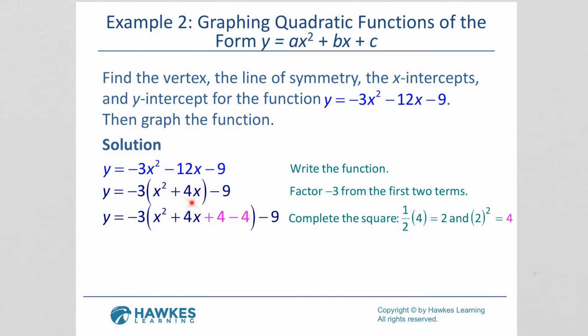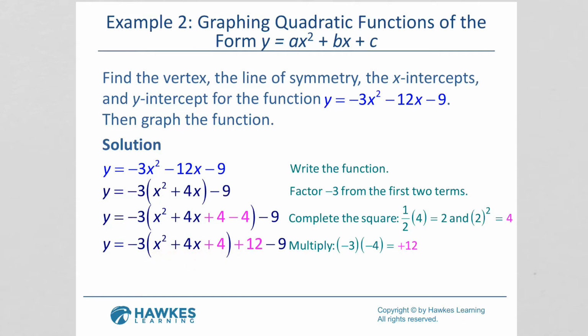Now I'm trying to complete the square by taking half of 4, which is 2, and squaring that, which is 4. So notice the negative 3 is still out here. I'm doing plus 4 minus 4, so I have a net result of 0. So we've got y equals negative 3 times the quantity x squared plus 4x plus 4 minus 4, and then subtracting 9. Once again, I'm going to regroup this a little bit. So I have y equals negative 3 times the quantity x squared plus 4x plus 4.